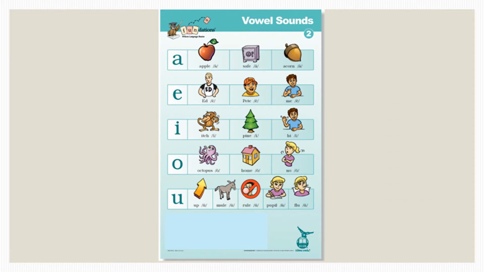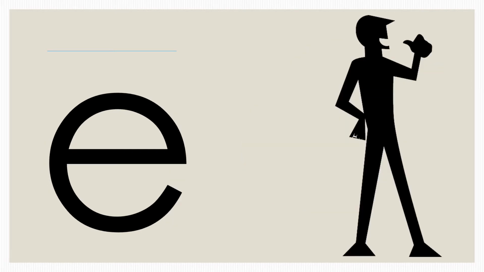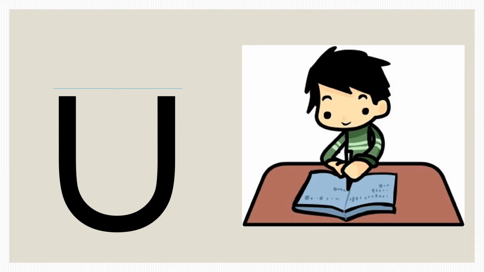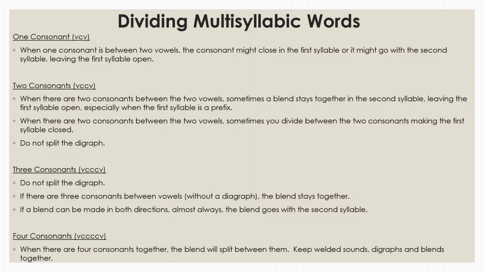Let's practice the long vowel sounds. There are some new key words to help us remember open syllable vowel sounds. A, acorn, A. E, me, E. I, hi, I. O, no, O. U, pupil, U. U, flew, oo.